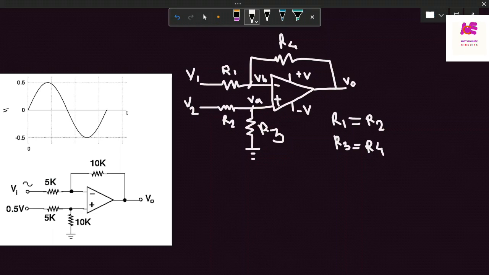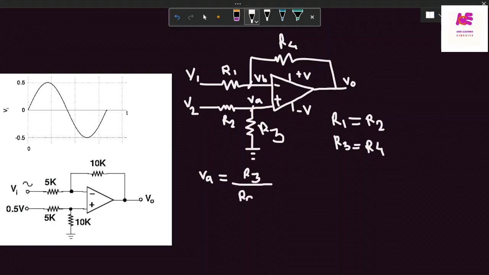Let's start the solution. We can calculate the VA voltage using the voltage divider rule. We are applying the voltage divider rule at the non-inverting terminal. The VA voltage is equal to R3 divided by R2 plus R3, into the total voltage V2. This is equation 1.